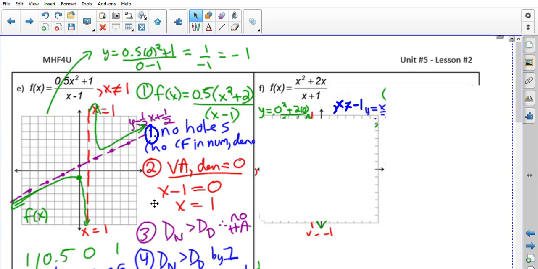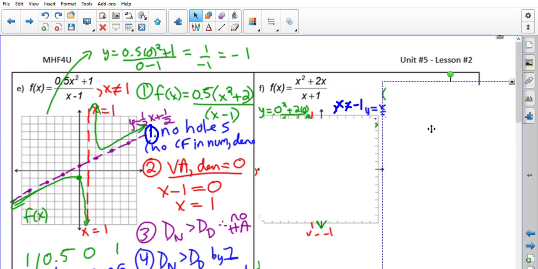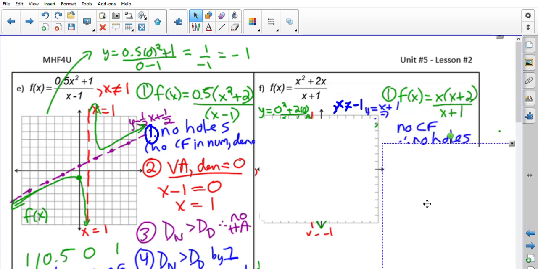Okay, so like I said, sub in numbers, see what happens. Or in cases like this, you can verify with Desmos. All right, part F, x squared plus 2x over x plus 1. Okay. All right, so we first try to factor.